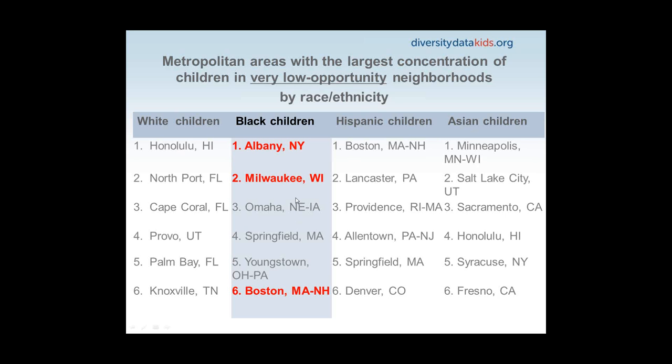You can see, for example, that Albany, Milwaukee, and Boston are some of the areas with the largest concentration of Black children in very low opportunity neighborhoods. You can find indicators, rankings, and bar charts for all metro areas on our website, diversitydatakids.org.